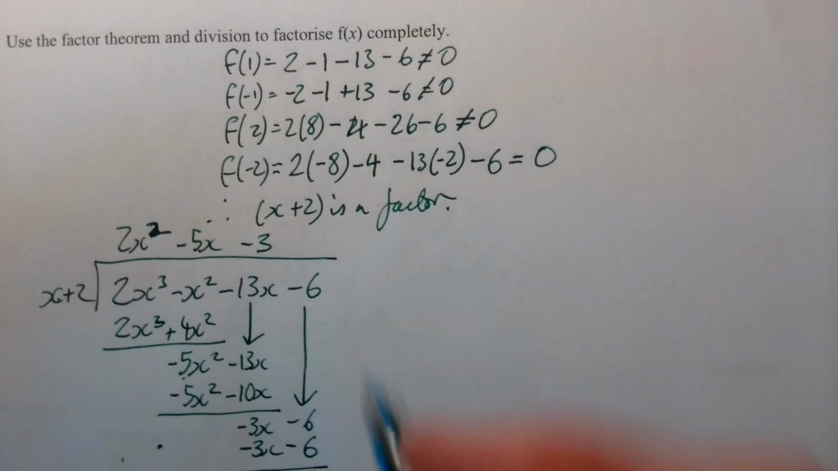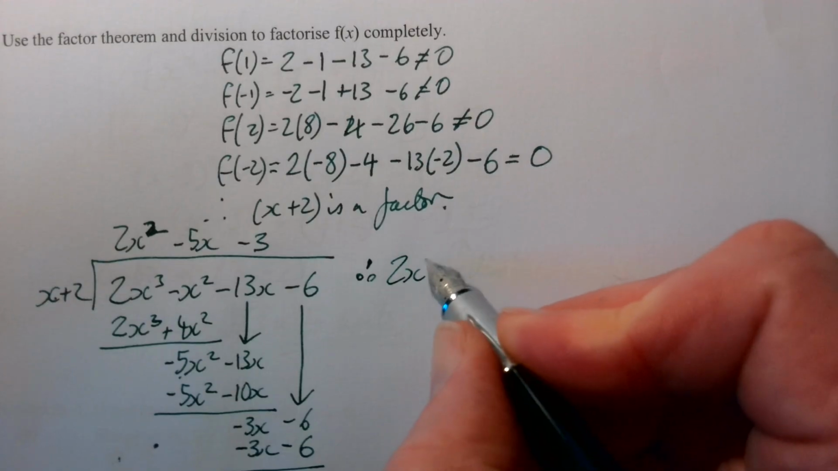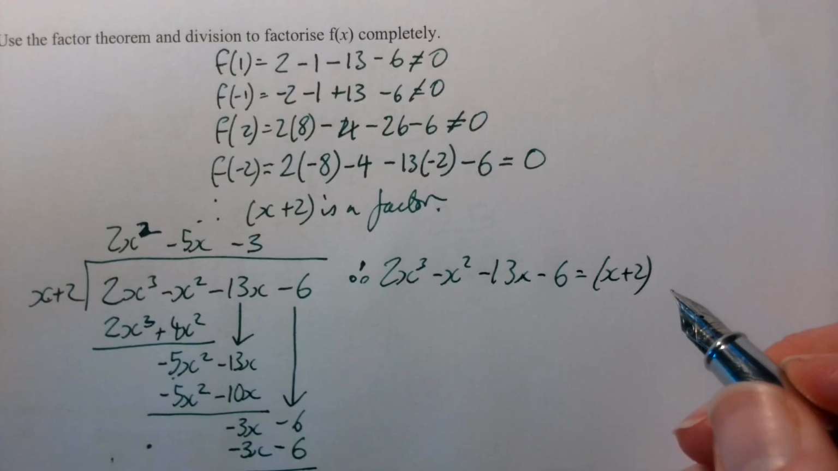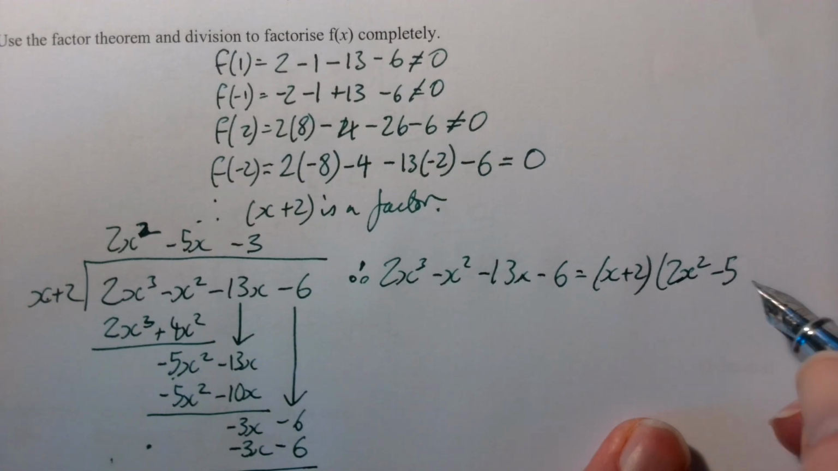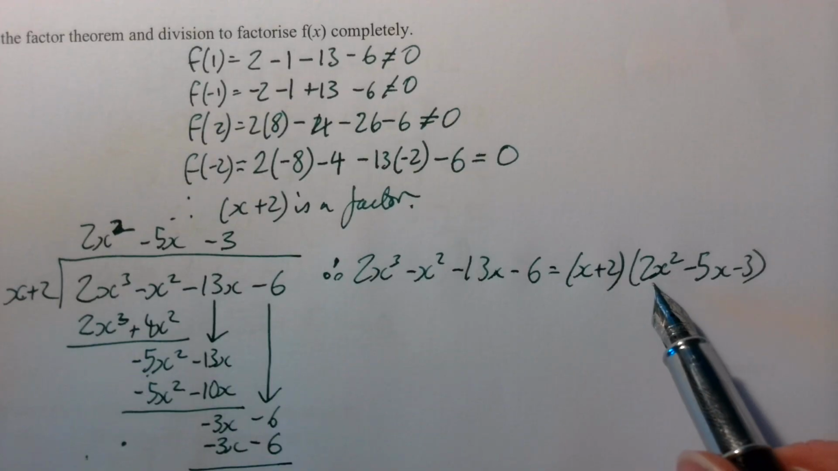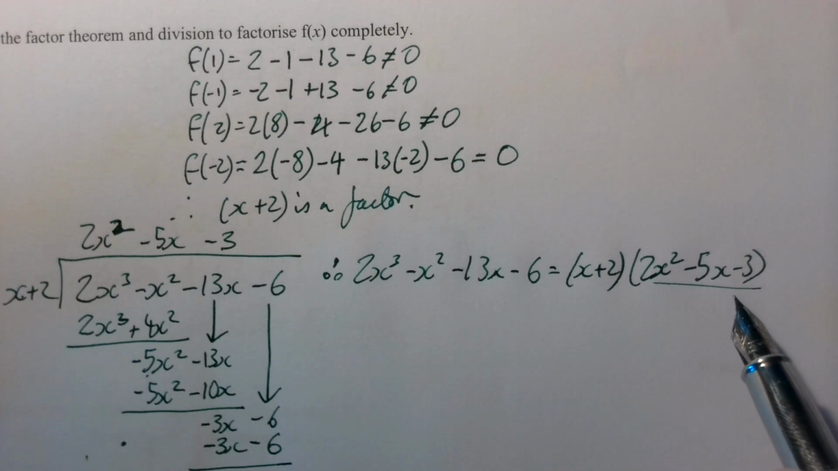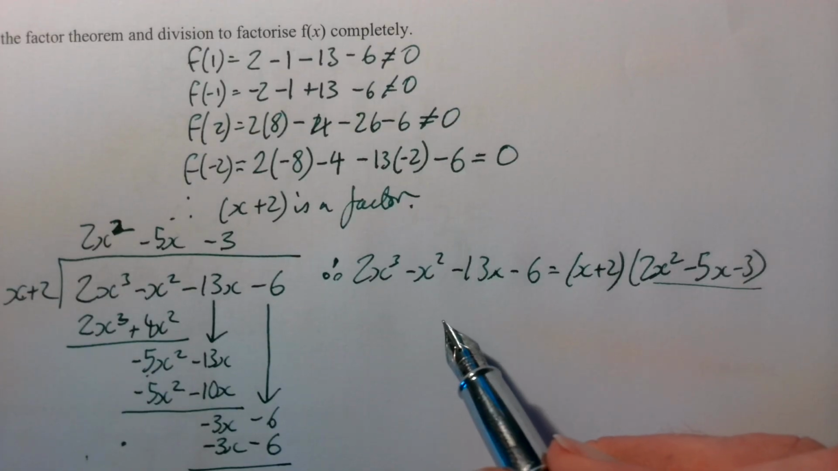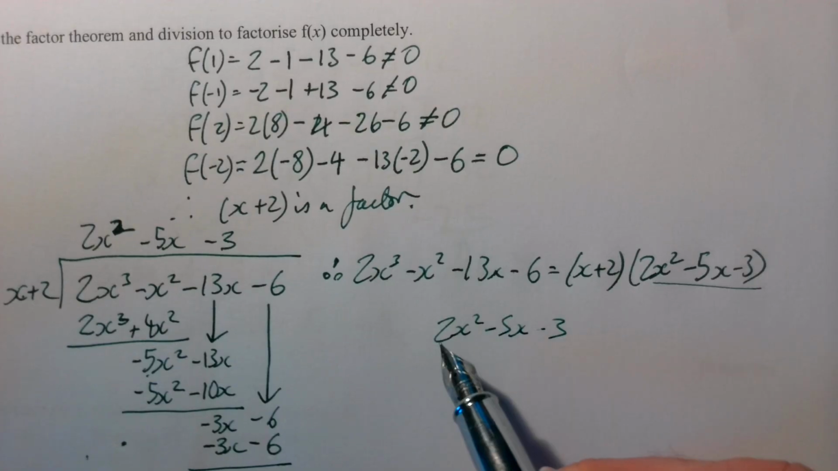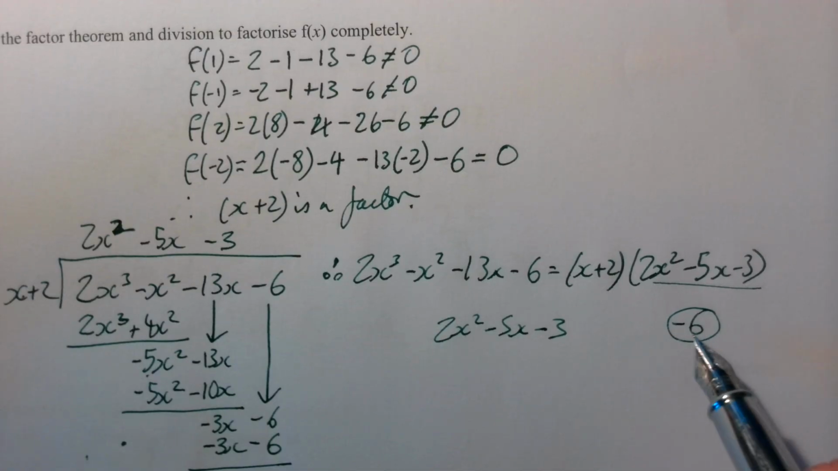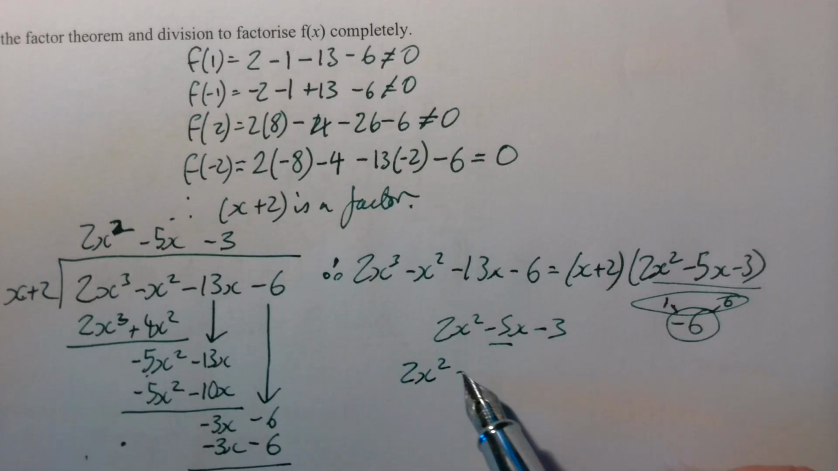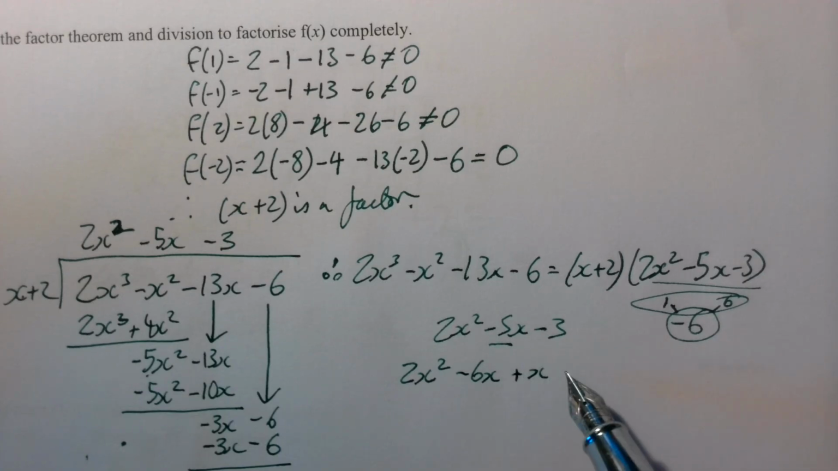So what all of that means is that, therefore, we can say 2x cubed minus x squared take 13x take 6 is equal to x plus 2 brackets 2x squared minus 5x minus 3. Now, to totally factorise it, we then need to factorise that quadratic, which we can do. So 2x squared minus 5x minus 3. 2 times 3 is 6, so that would give us negative 6. We're looking for two numbers that multiply together to make 6, but whose difference is 5. So that's got to be 1 and 6, hasn't it? So I can say I've got 2x squared, take 6x plus 1x, instead of minus 5x, take 3.